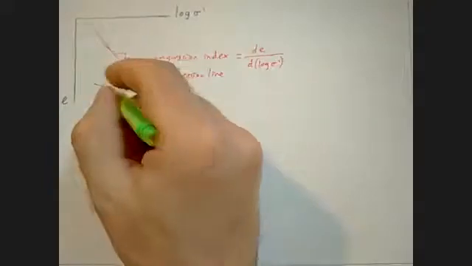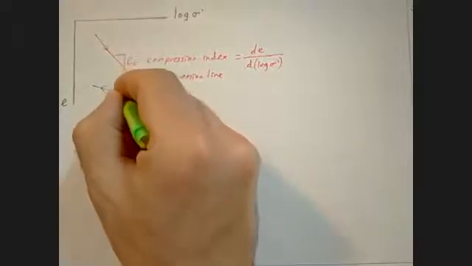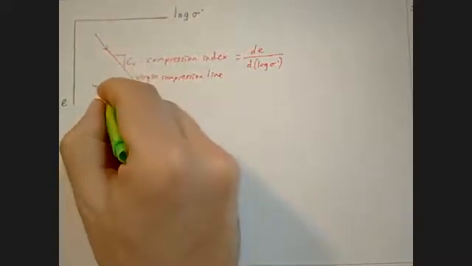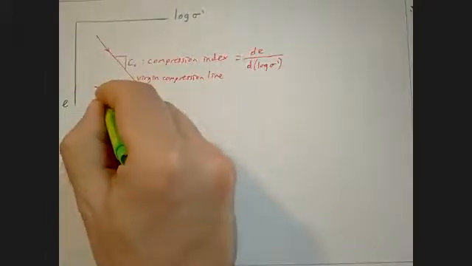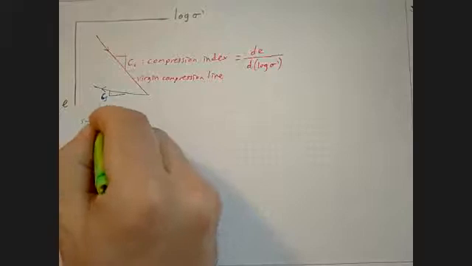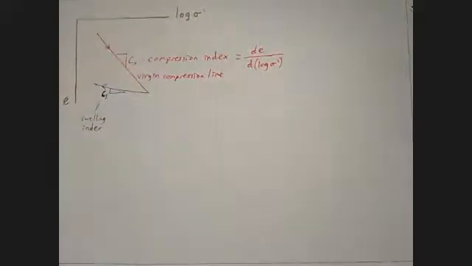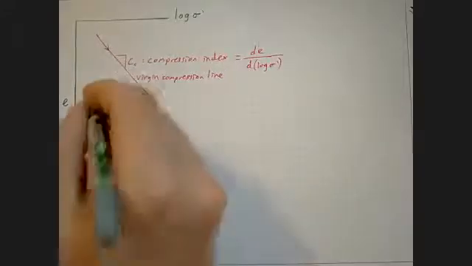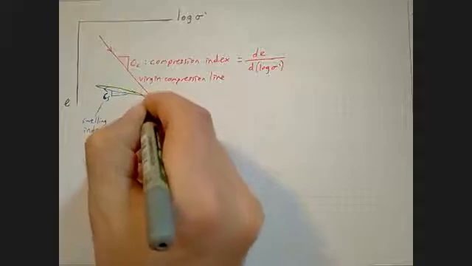So the slope there is going to be again the same definition, dE over d log sigma, but it is shown with a different parameter called CS, and that is the swelling index. And then if you reload it from here, the soil will do this.